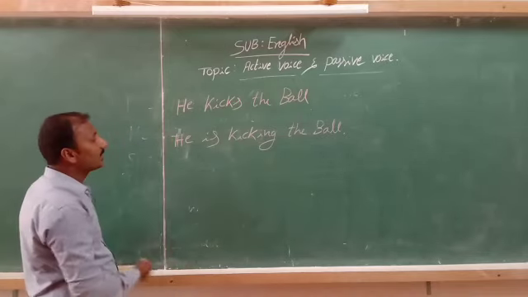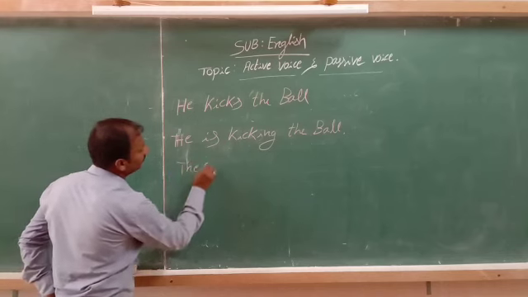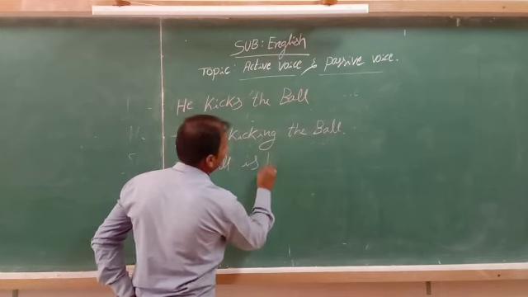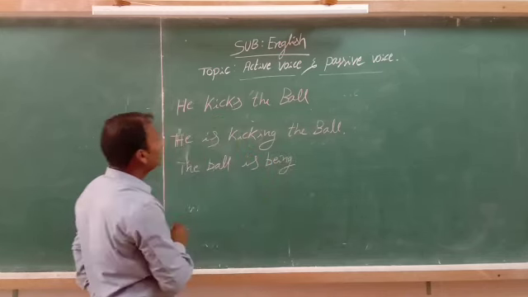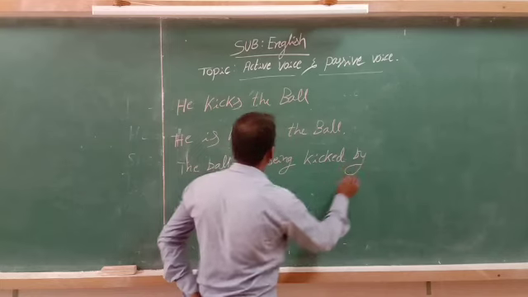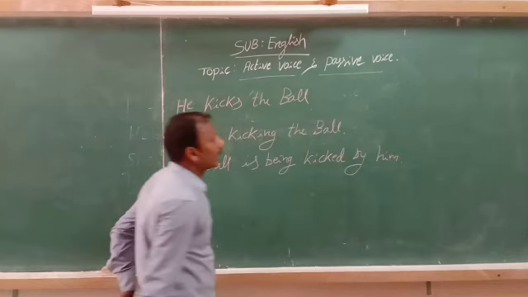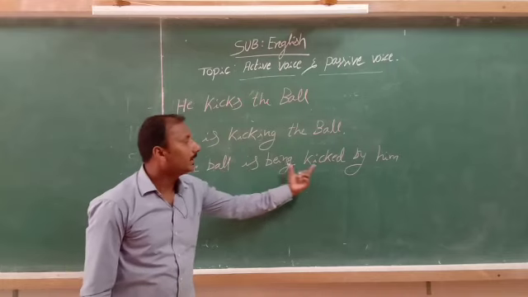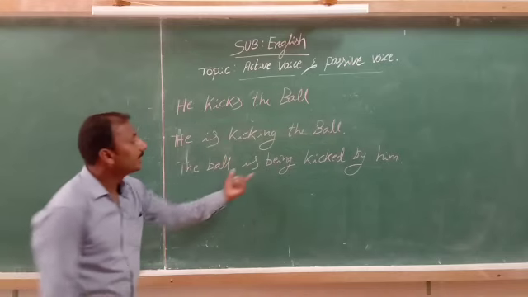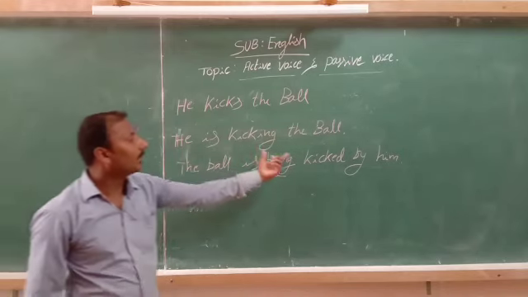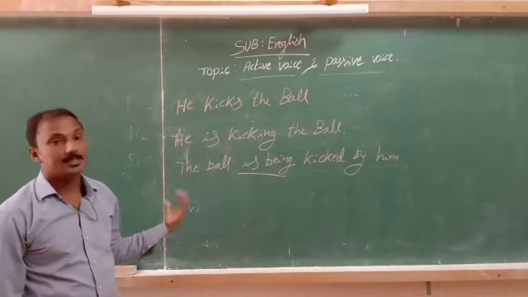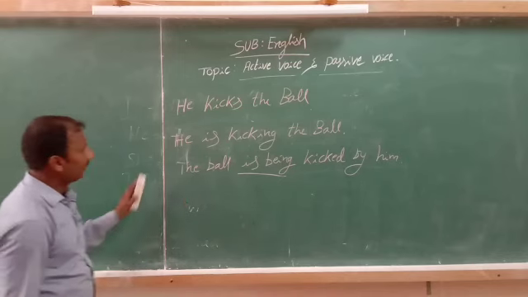In this sentence, change to the passive form: The ball is being kicked by him. The ball is being kicked by him. So in the sentence we observe is changed as is being. Then the verb appears in the V3 form, with by, and also the subject becomes the object and the object becomes the subject in the present continuous tense.